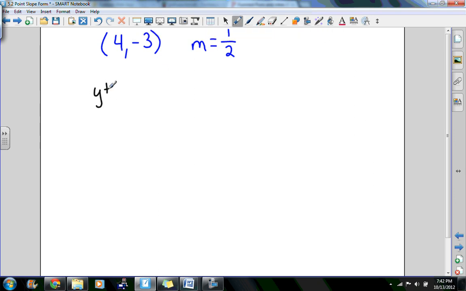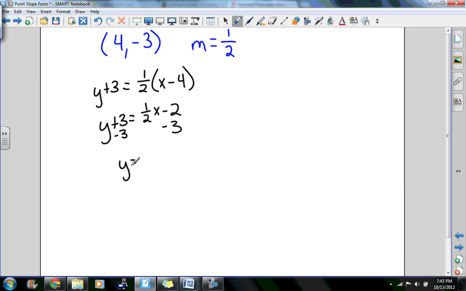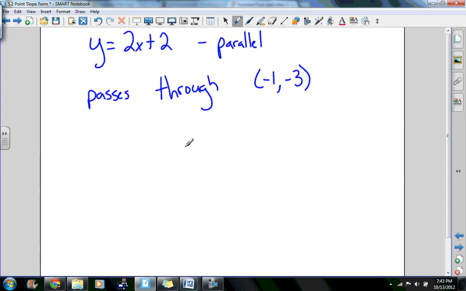So I'm going to get y plus 3 equals 1/2 parentheses x minus 4. So I'm going to do distributive property, get y plus 3 equals 1/2 x minus 2. And then I subtract 3 from both sides. You get y equals 1/2 x minus 5. Because negative 2 minus 3 more is negative 5. Right? Last one, we're going to talk about this real quick, and then I'm going to let you finish it.